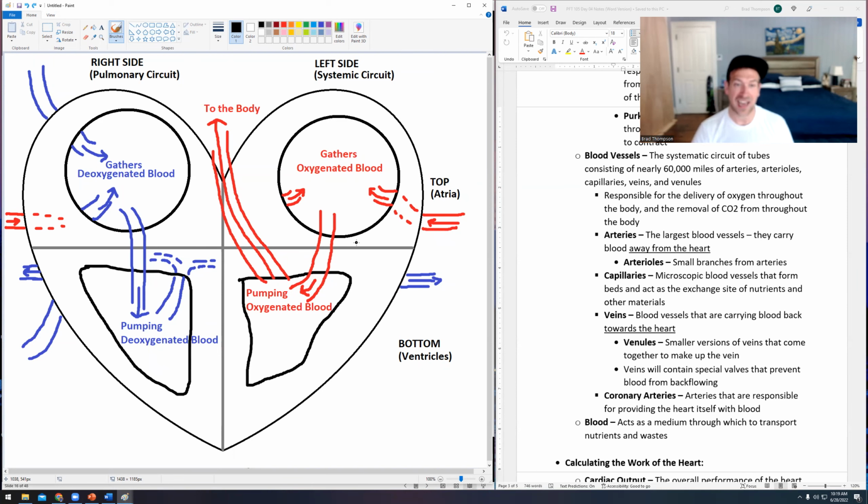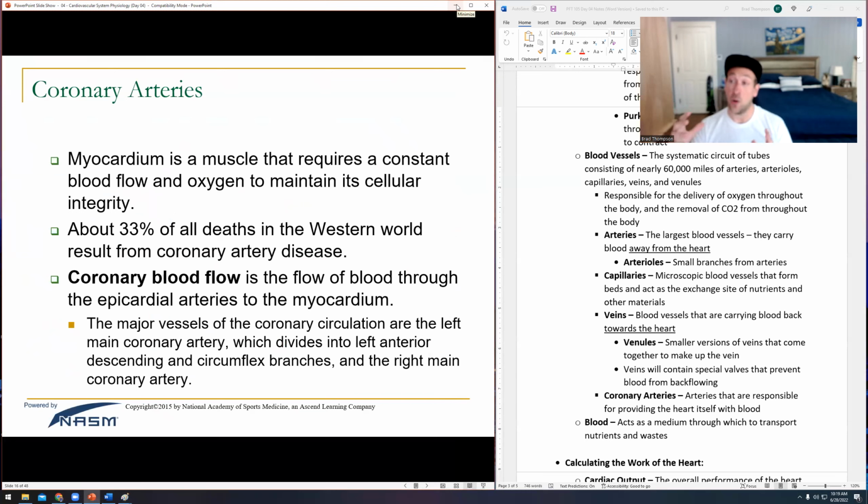So that is how your blood vessels work. Your blood is going to go from heart to lungs to heart to body, to heart to lungs to heart to body, over and over again. So it travels through arteries whenever it's traveling away from the heart, and it travels through veins whenever it is traveling back towards the heart.